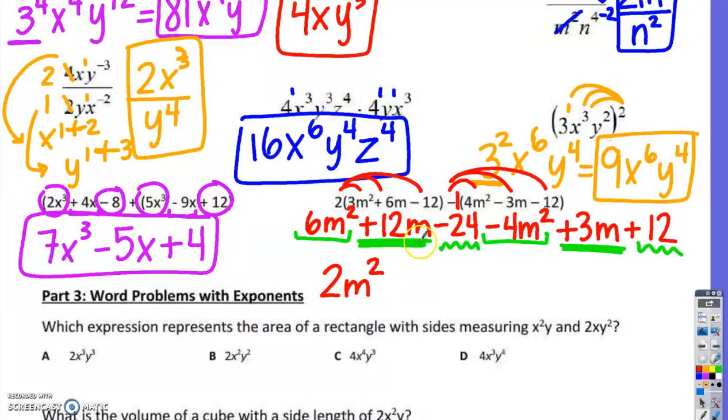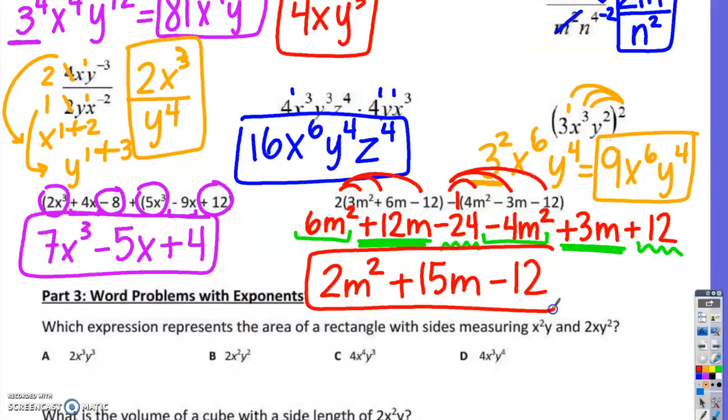I have positive 12m and positive 3m. It's going to give me a total of 15m. And then I have -24 and positive 12. If you're not sure what that is, -24 plus positive 12 is still going to be -12. And there's our final answer.